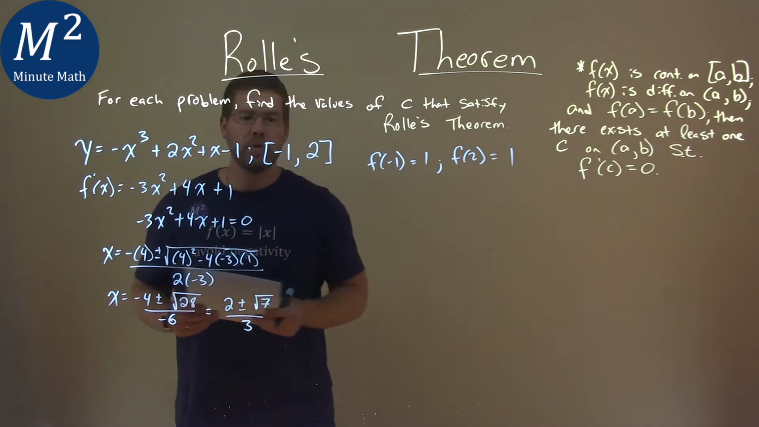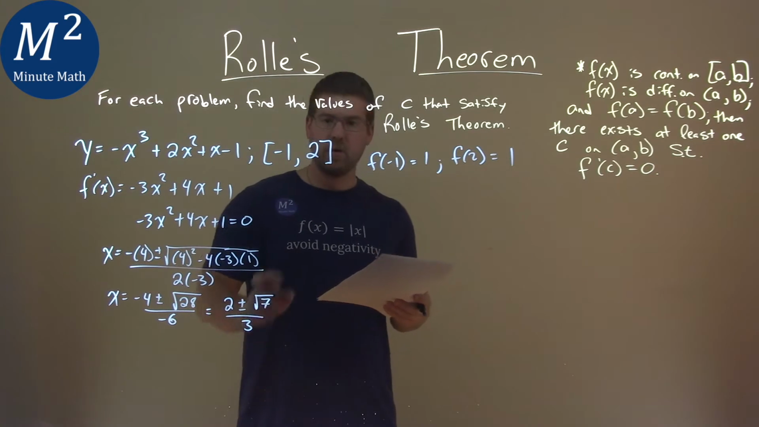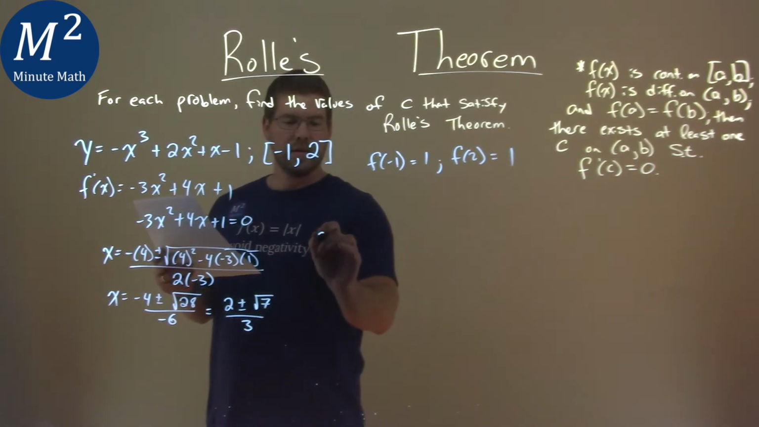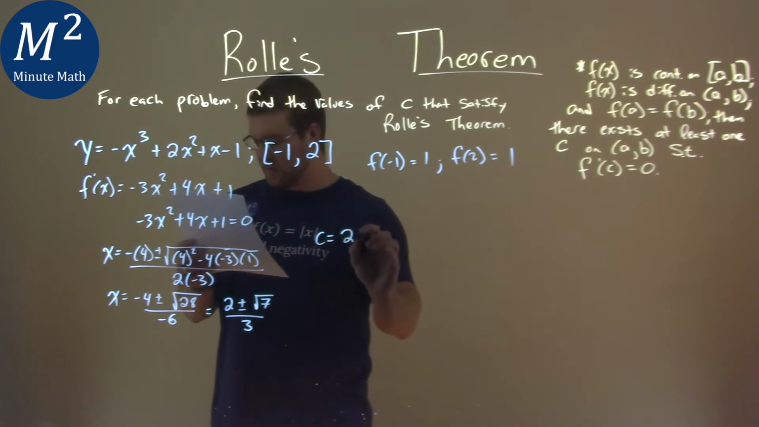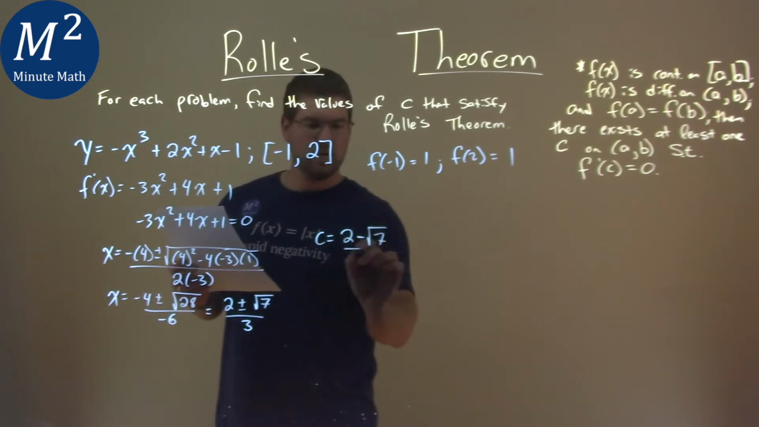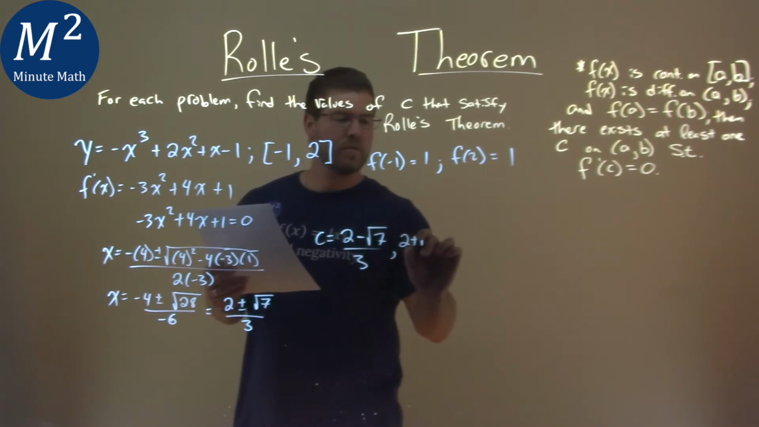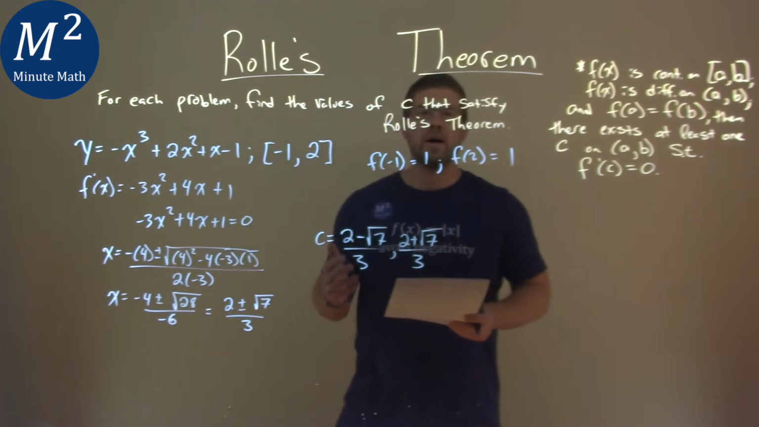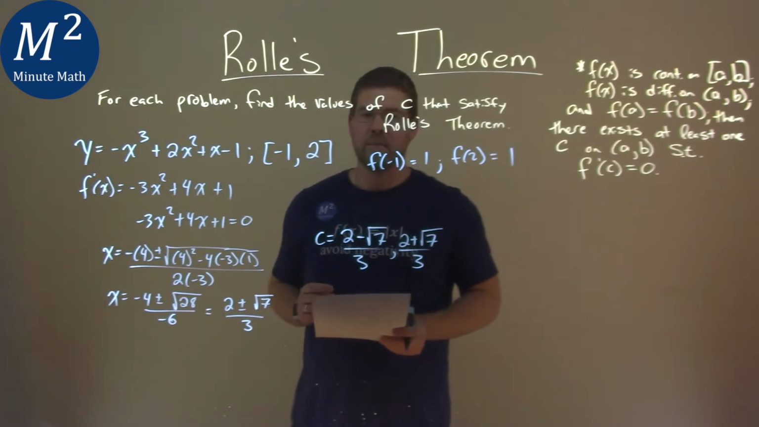And so both of these values are actually within our interval -1 to 2. And so we can say that our two c values are 2 minus square root of 7 over 3 and 2 plus square root of 7 over 3. And so those are the two c values that satisfy Rolle's theorem.